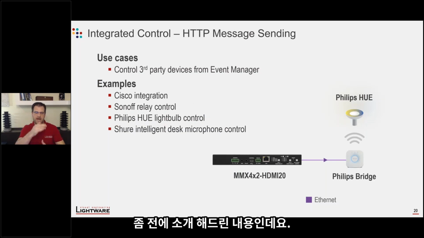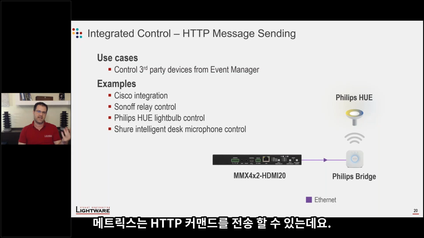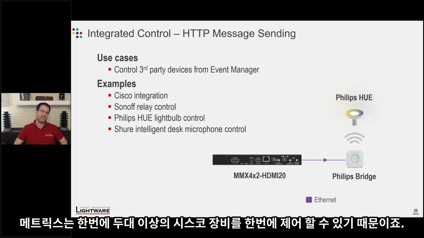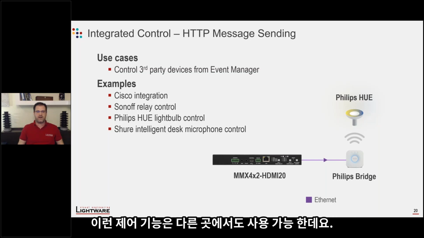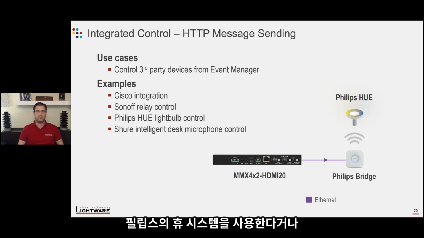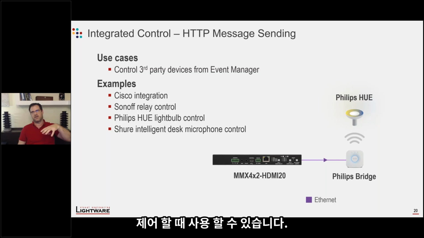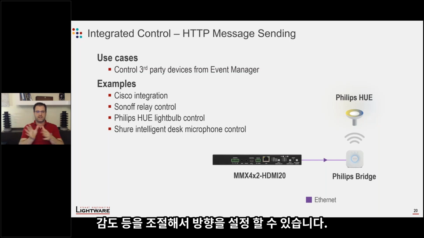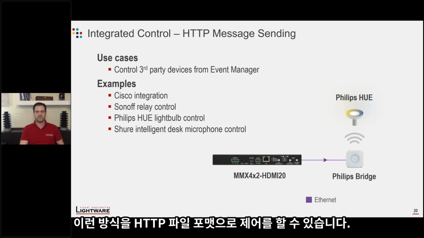Let's see how it works the other way. So I was talking about that the matrix can send back HTTP commands as well, of course. This is needed for the Cisco integration for divisible rooms, because one single MMX device needs to talk to multiple Cisco devices. However, this is very useful for other funny stuff as well. For example, if you have a Philips Hue intelligent light bulb or a Sonoff relay, or even we have a request for an intelligent desk microphone from Shure that was sitting in the middle of the meeting room, and based on who was speaking in the room, it can direct the sensitivity to different directions, and that has to be controlled over HTTP.